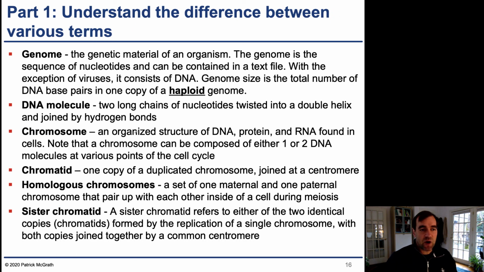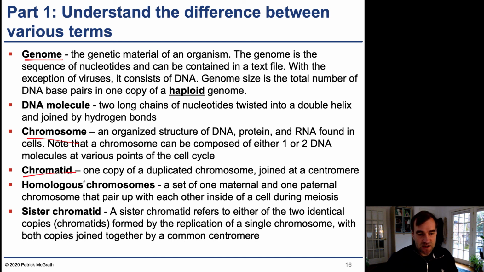So just the end of part 1, so the genome, the genetic material of an organism. The genome is the sequence of nucleotides. It can be contained in a text file. It is the size of a haploid genome. A DNA molecule, 2 long chains of nucleotides twisted in a double helix. Each cell contains on the order of 100 DNA molecules. A chromosome is the organized structure of DNA. It can contain multiple DNA molecules. It contains proteins, and it actually also contains RNA. A chromosome can only be seen during mitosis or meiosis.